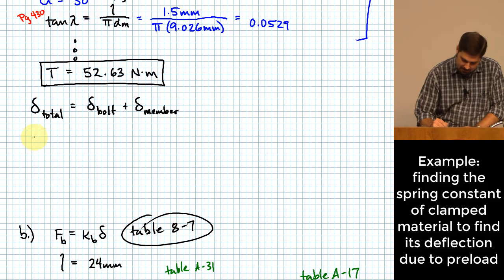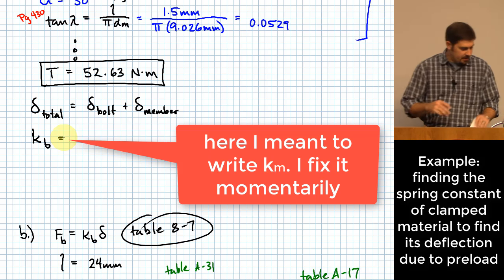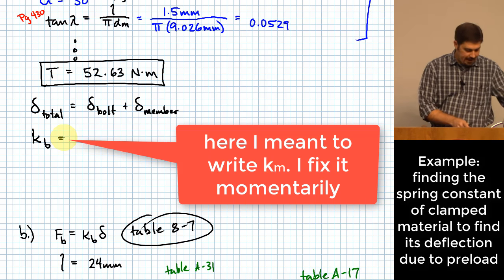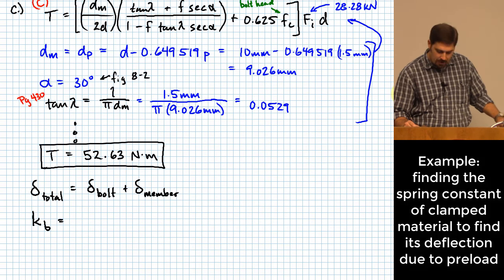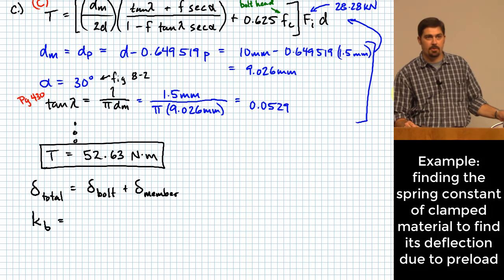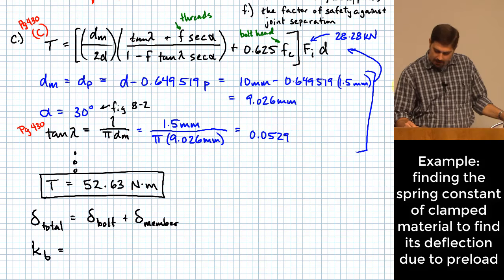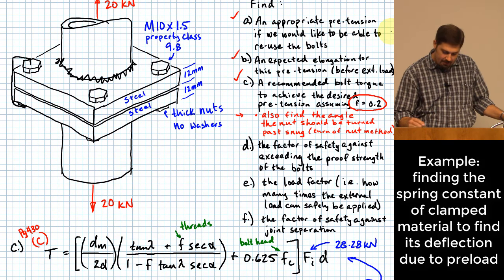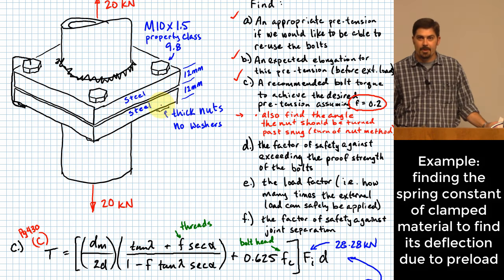I need to know the K of the clamped material. Okay? And this actually gives me a great opportunity to show you another equation that, when you have certain conditions on your bolted joint, gives you a much easier equation to use than some of the ones we used last time when we were figuring out the K value for our clamped materials. So look at here. We have uniform material throughout the entire grip, right?